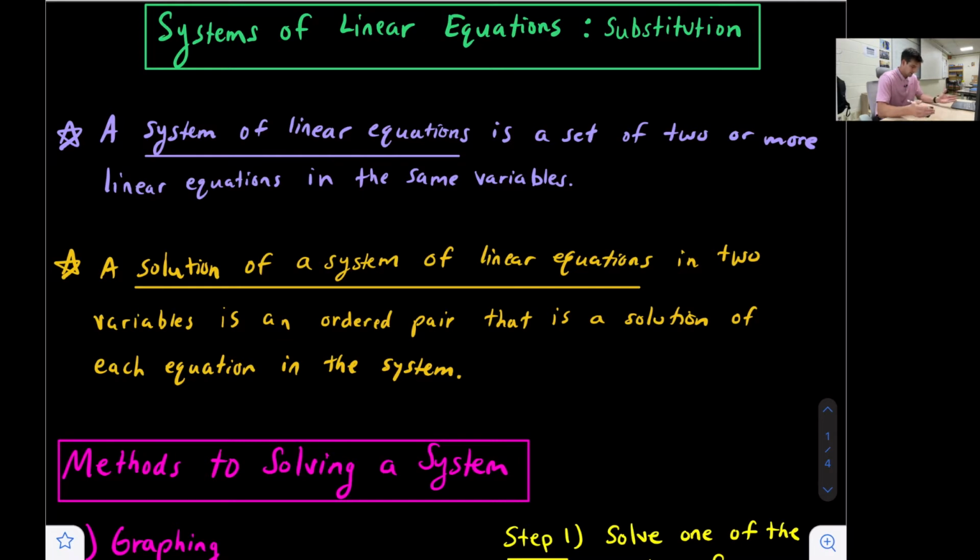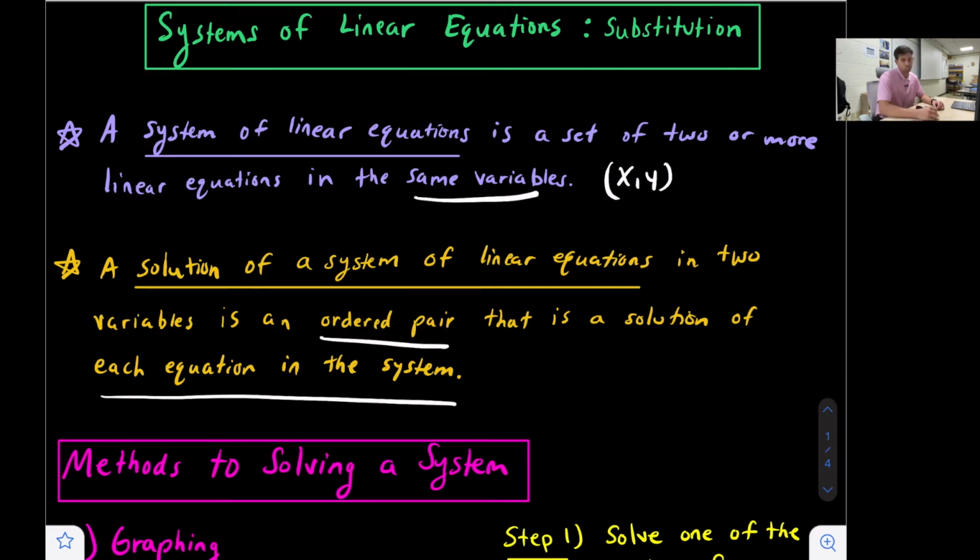Alright, so a system of linear equations is a set of two or more linear equations in the same variables, which just means we have the same two variables in our equations, most likely x and y. If it's a word problem, you could have different letters in there, different variables. But both equations are going to have the same variables. A solution of a system of linear equations in two variables is an ordered pair that is a solution of each equation in the system. Okay, so we need to find whatever x is equal to and whatever number y is equal to, and that needs to be the same thing for both equations.